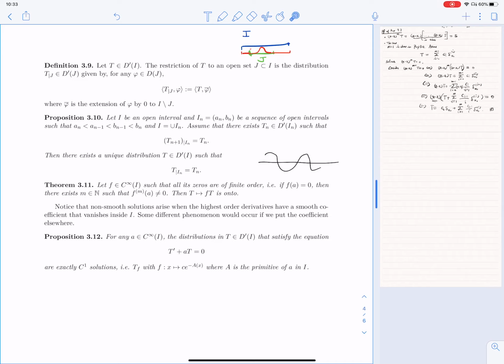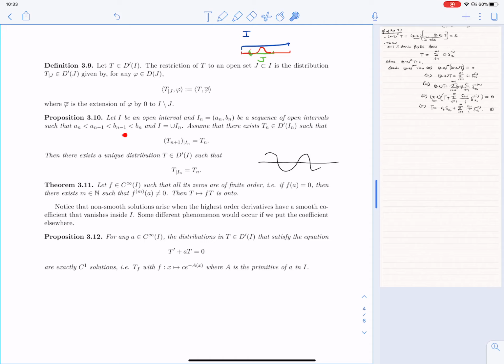Now we can prove the following result. It's quite an interesting proposition. It says that if you have a sequence of open intervals, and the sequence is increasing in the following sense.